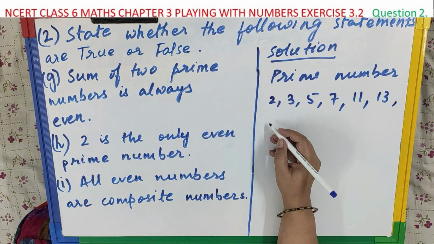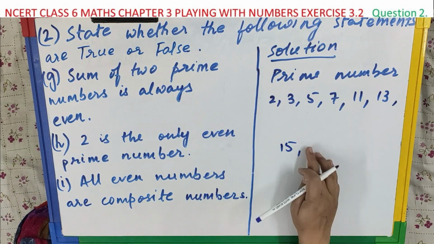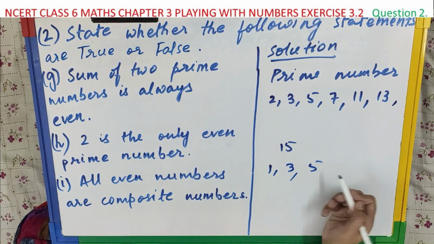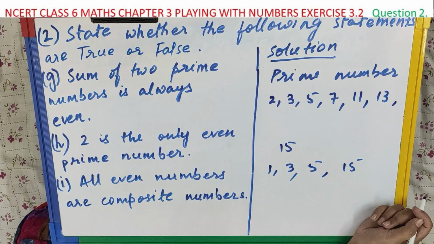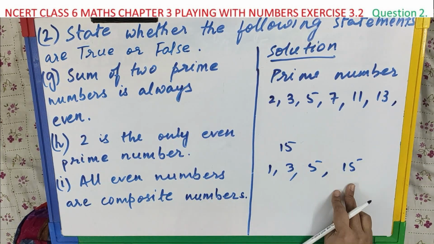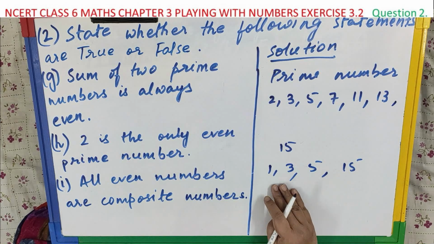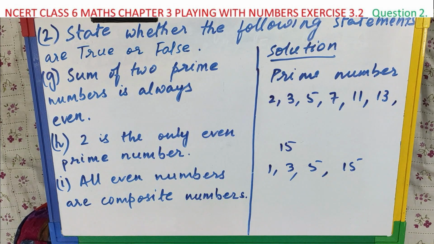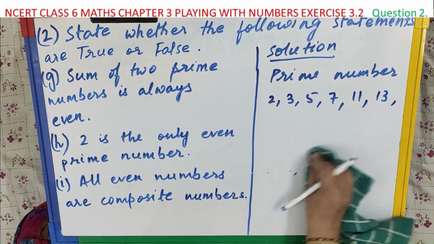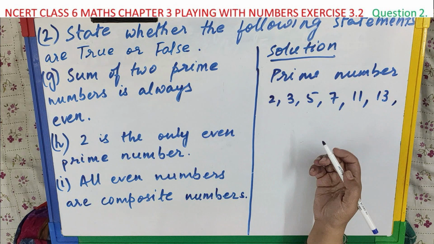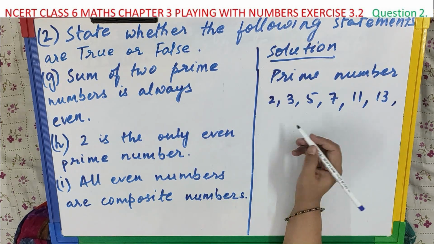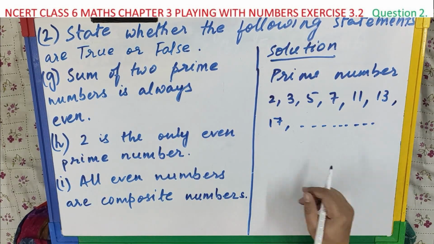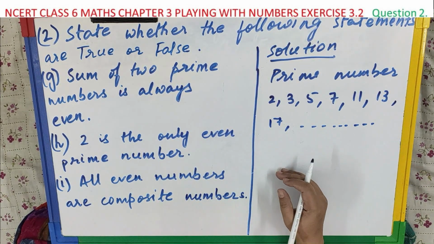15 is also not a prime number, because 15 is divisible by 1, by 3, because 3 fives are 15, by 5, because 5 threes are 15, and by 15. So 15 is divisible by 4 numbers. It means 15 has 4 factors. So 15 is not a prime number, because prime numbers have only 2 factors. Prime numbers can be divisible by only 2 numbers. 17 is a prime number. Like that we have many prime numbers, and we can continue this list.